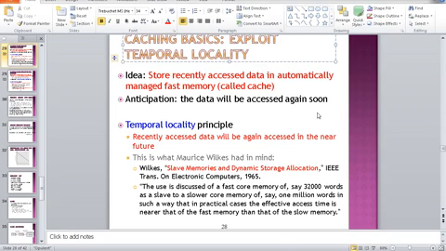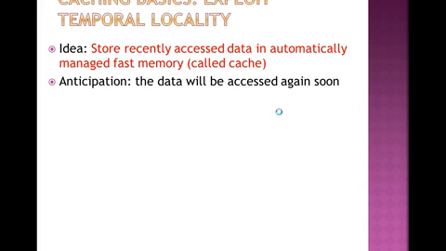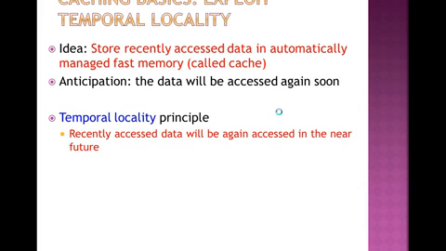Now, starting with the next slide, that is cache or caching basics: how to exploit temporal locality. The idea is to store recently accessed data in an automatically managed fast memory, that is the cache. That is how to exploit temporal locality: by storing the accessed data or the result in the automatically managed fast memory, your cache memory.